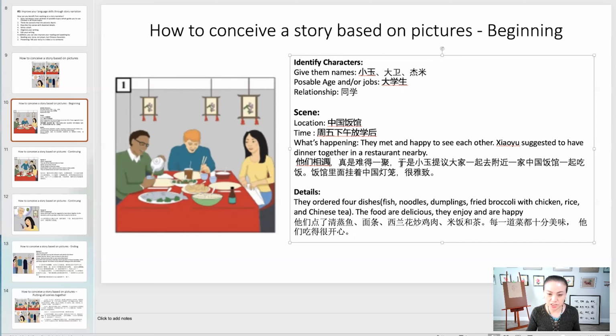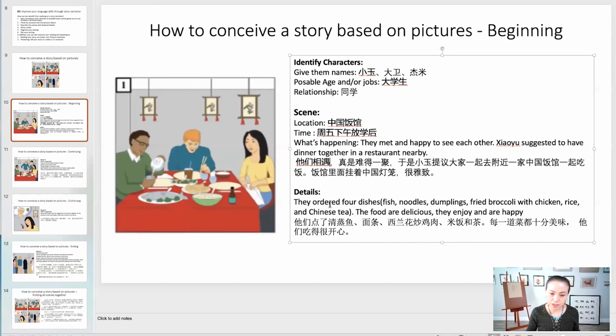他们相遇，真是难得一聚。于是小玉提议大家一起去附近一家 nearby 中国饭馆 Chinese restaurant 一起吃饭。饭馆里面挂着中国灯笼，很雅致。None of you mentioned this part, but I would like you to mention it because it appears in the pictures.